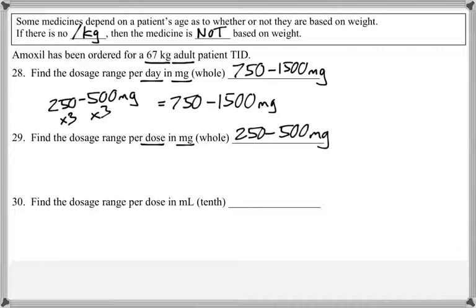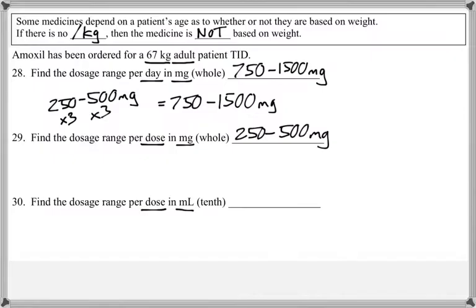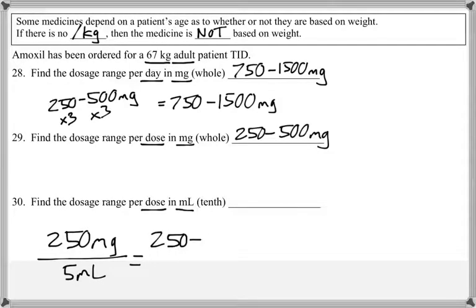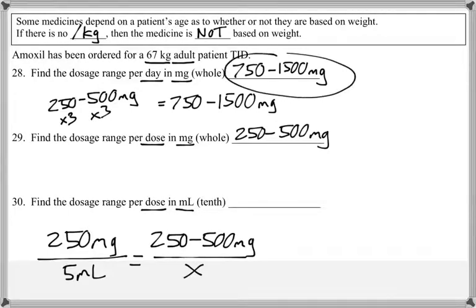And then for 30, find the dosage range per dose in mLs. So I need to find my solution strength, which is right here, and put that in a proportion with my 250 to 500. Because it's per dose, and this is my per dose range, this was my day range. So because they're asking dose, I want to use the dose range.